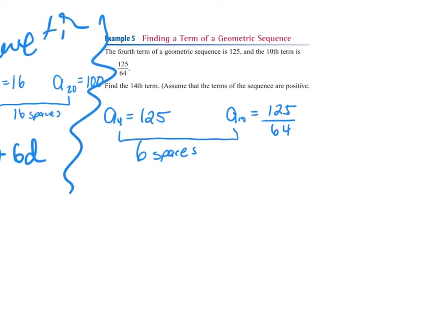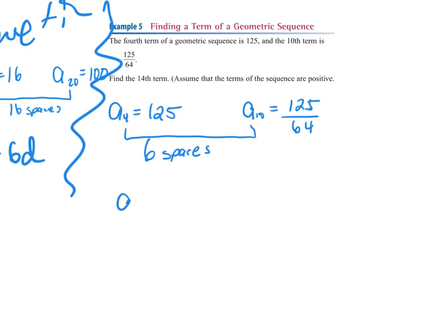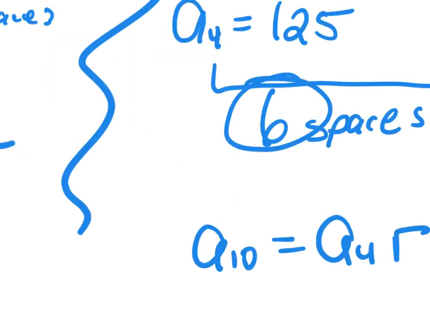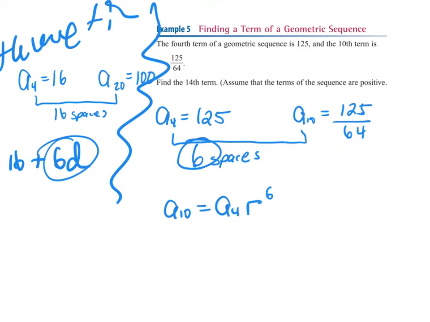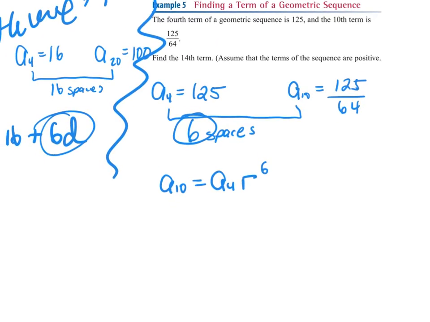So we're going to do the same thing here. We're going to say, okay, the 10th term equals the 4th term, right? Times our ratio to however many spaces it is. We're not multiplying together in this one like we did over here. Over here, we're going to raise it to a power because geometric has our powers in it. So fill in this information.